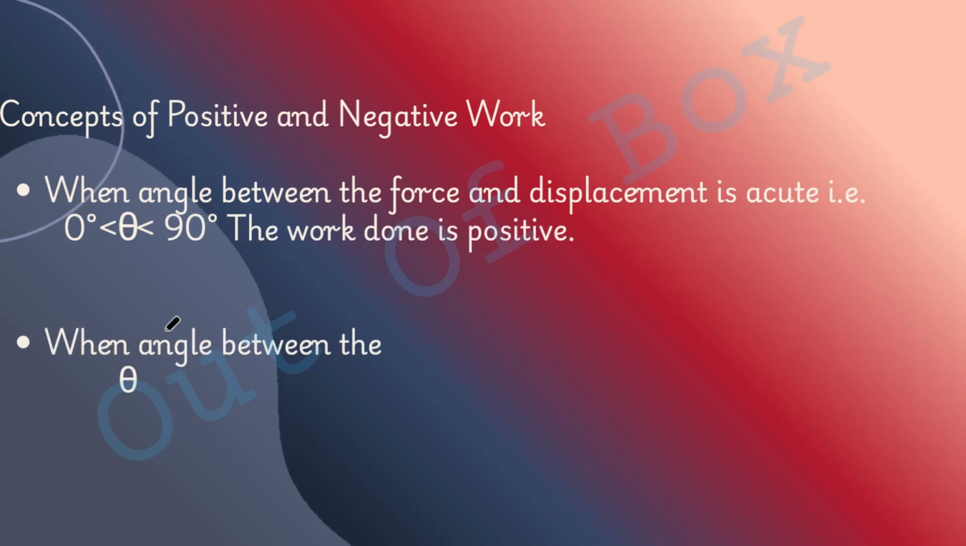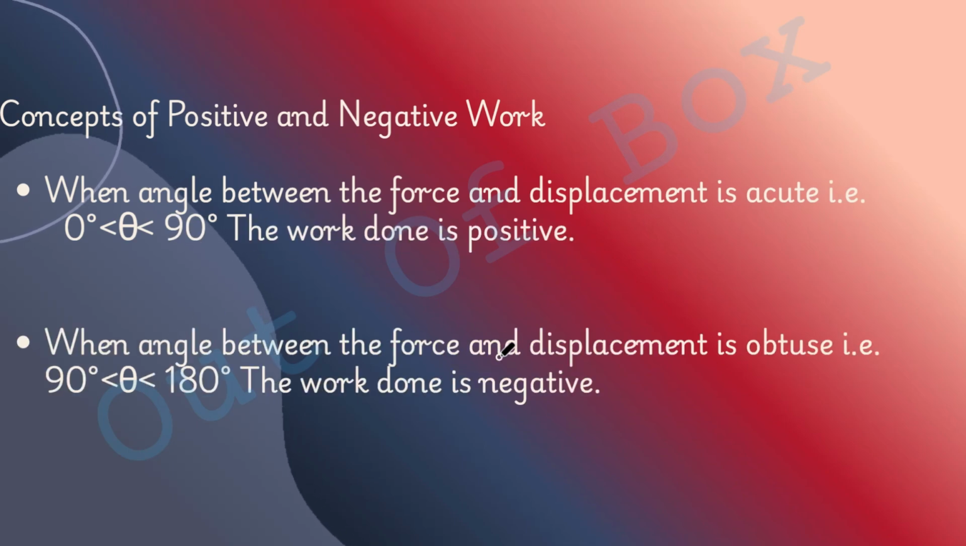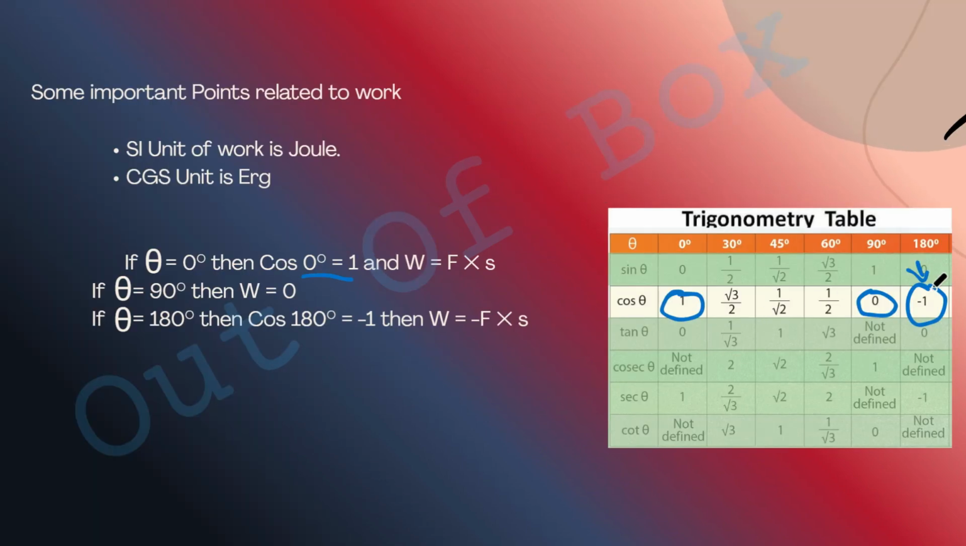And when the angle between the force and displacement is an obtuse angle, meaning it is greater than 90 degree and less than 180 degree, the work done is negative. And here you can clearly see that the angle which is greater than 90 degree, up to 180 degree, gives negative work.